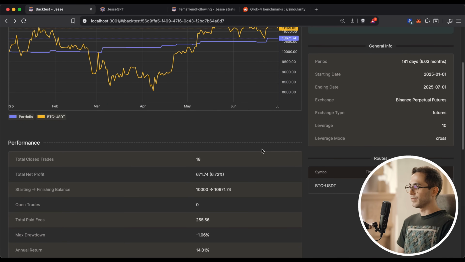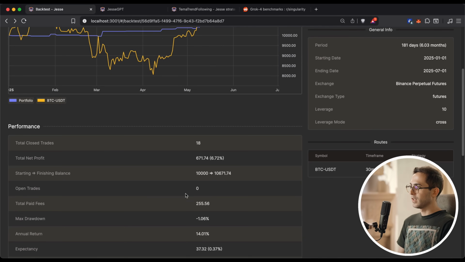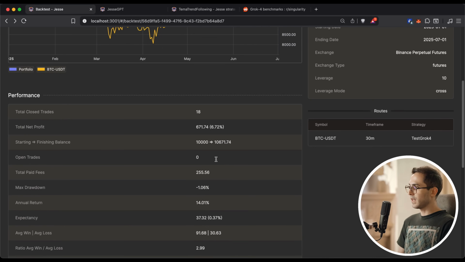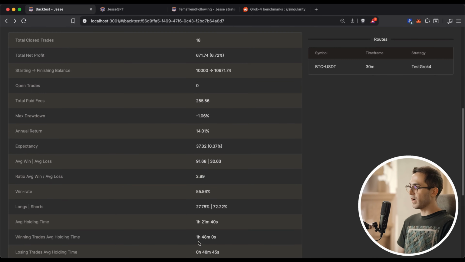Okay, it did better. It took 18 trades. The max drawdown is -1. We made 6.7%. The win rate is 55%.